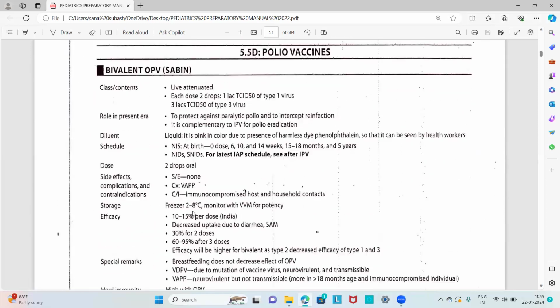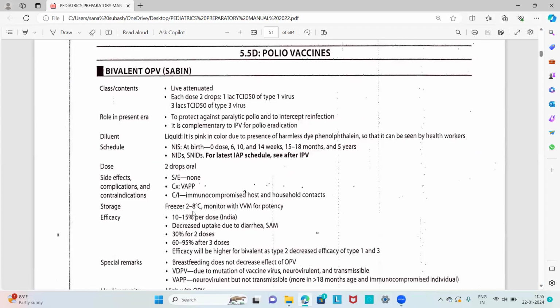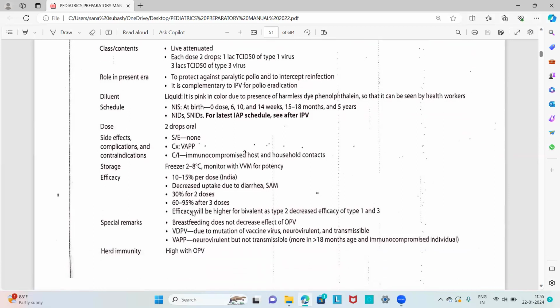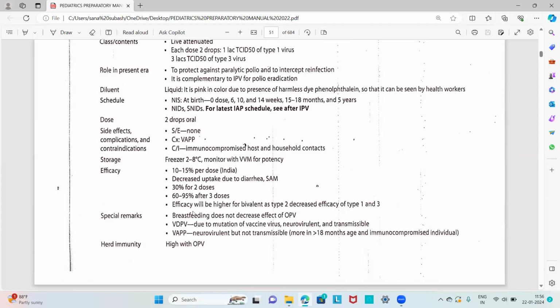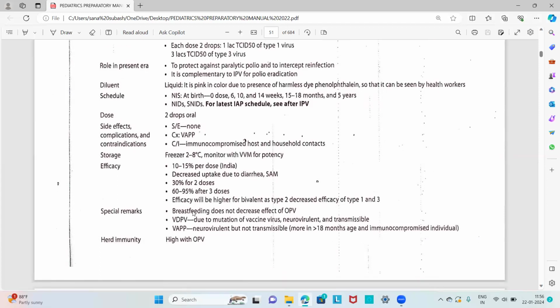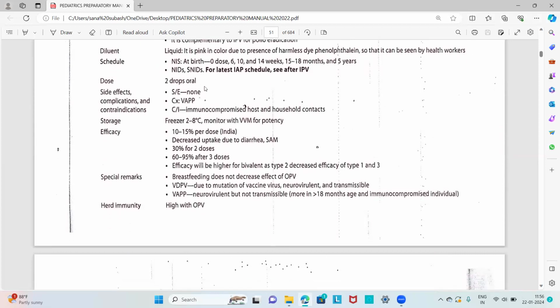Then about the polio vaccines. The bivalent OPV, that is Sabin strain, is a live attenuated vaccine. Each dose has 2 drops, 1 lakh TCID50 of type 1 virus. Then the diluent is liquid, and the schedule is according to the national immunization schedule: at birth 0 dose, 6, 10, and 14 weeks first, second, and third dose, at 16 to 18 months and 5 years we have the booster doses. And this dose is 2 drops oral.